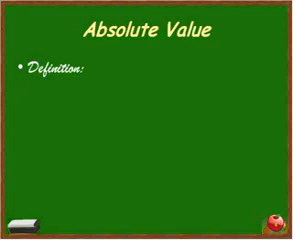Okay, so first let's talk about absolute value. We have talked about the definition in the past, but we're going to go over it one more time. Absolute value is the distance between a number and 0 on the number line.